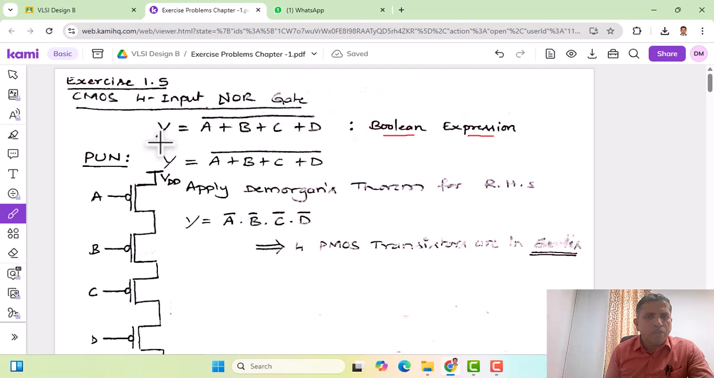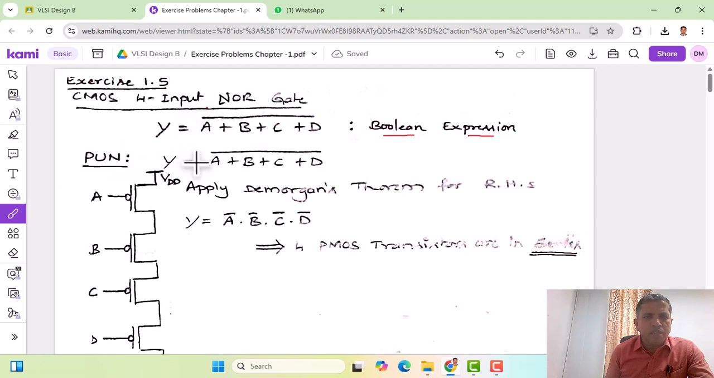So let us now divide this into two steps. First, let us develop the pull-up network followed by the pull-down network. Once these two network structures have been developed, then we can combine these two networks, which forms the CMOS structure. So first, let us focus on the pull-up network design.